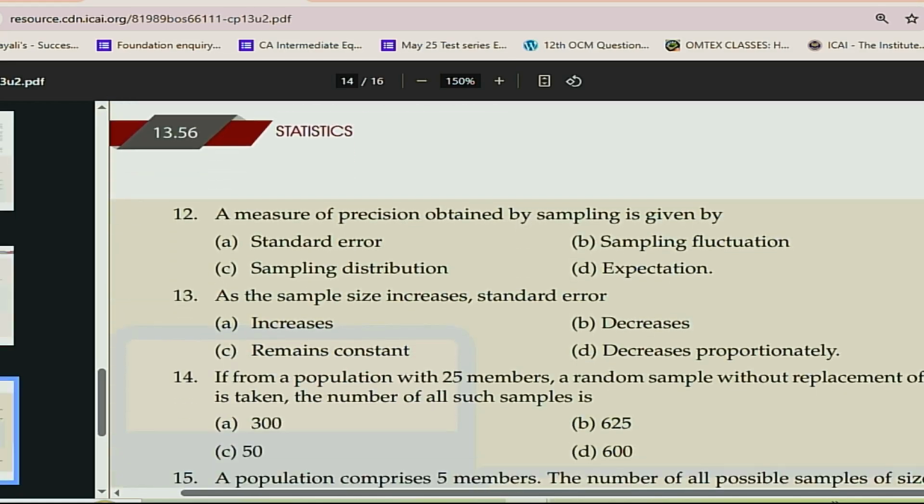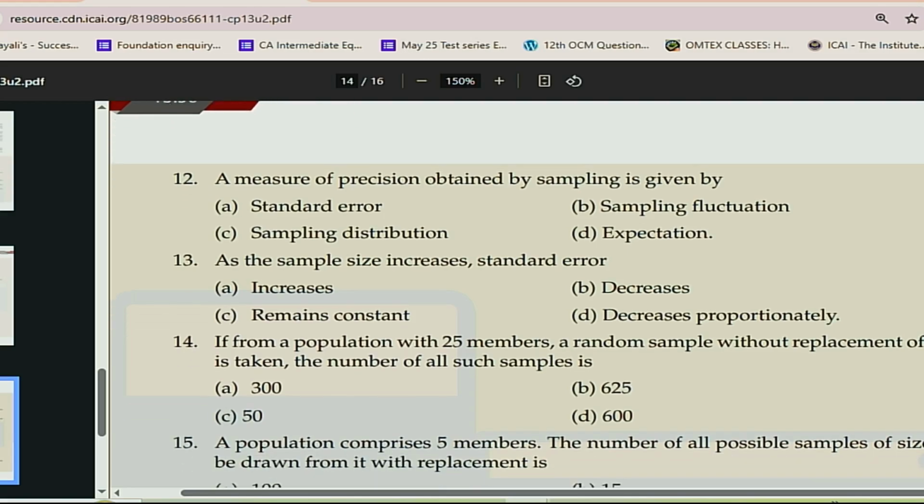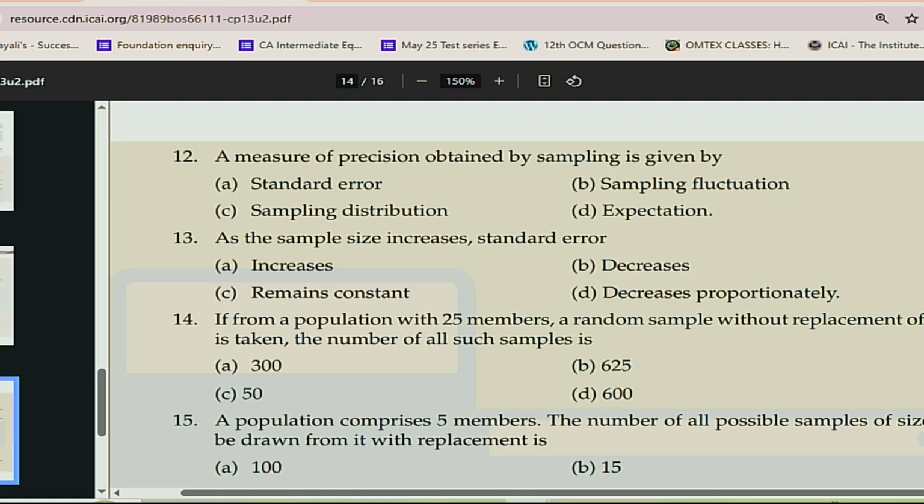A measure of precision obtained by sampling is given by standard error, sampling fluctuation, sampling distribution, or expectation. You understand the meaning of precision, right?